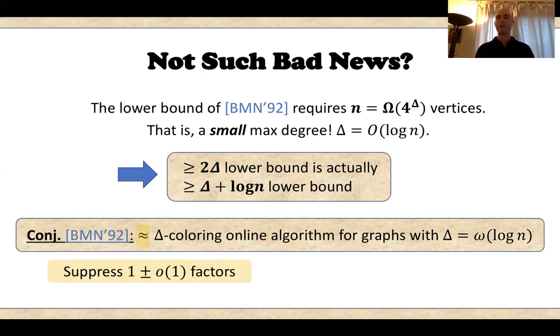The lower bound says that you need at least delta plus log n. This is still consistent with getting roughly delta colors so long as delta is super logarithmic. So in the previous slide, we argued that we have some bad news. Here we're saying maybe they're not so bad.